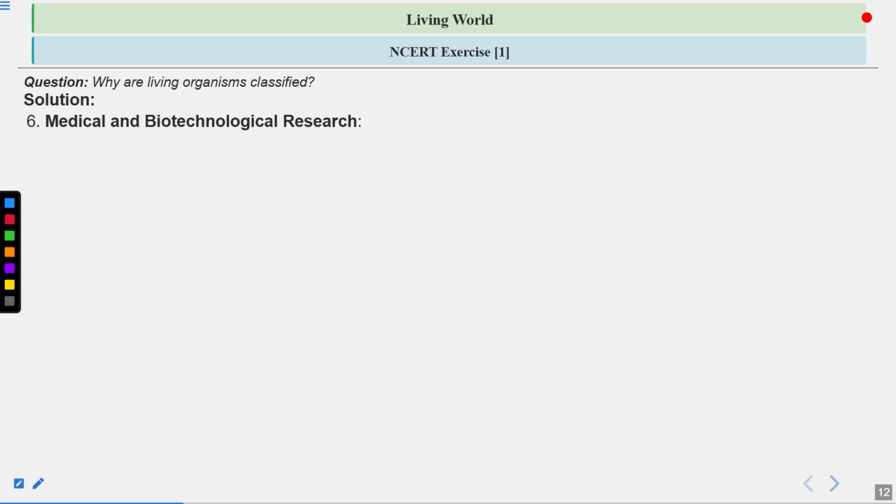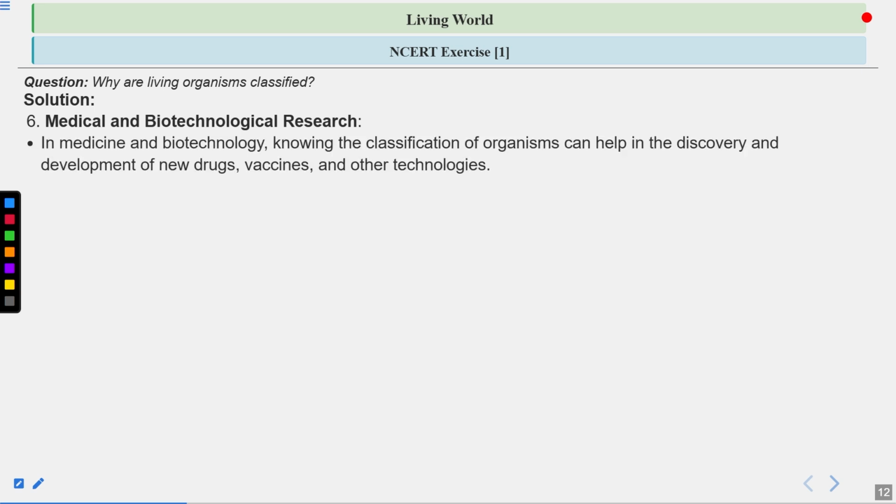The next one is medical and biotechnological research. So, in medicine and biotechnology, knowing the classification of organisms can help in the discovery and development of new drugs, vaccines and other technologies. So, humans are very curious, they want to explore new areas, they want to discover new species, and they want to use these species for human welfare. So you get a lot of antibiotics from these different organisms, such as fungi and bacteria.